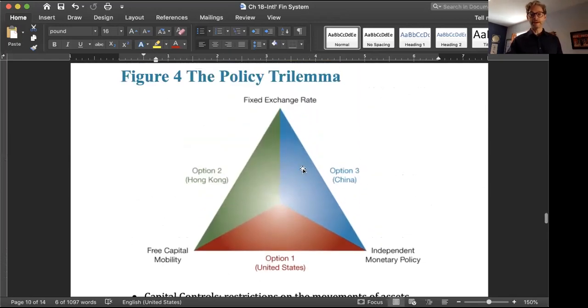The third option here is you could do what China does. China says, I want independent monetary policy. I want to pick my own interest rates and use stabilization policy.